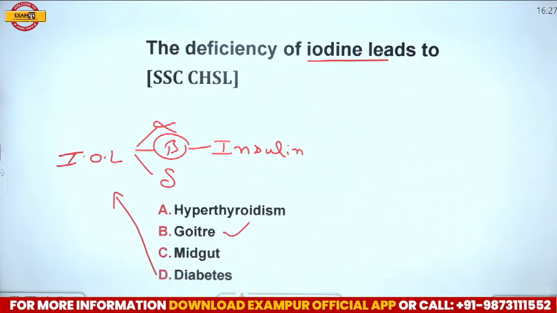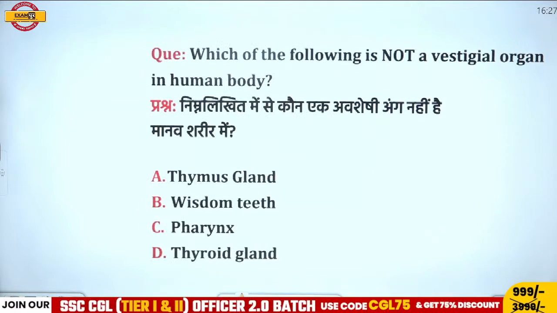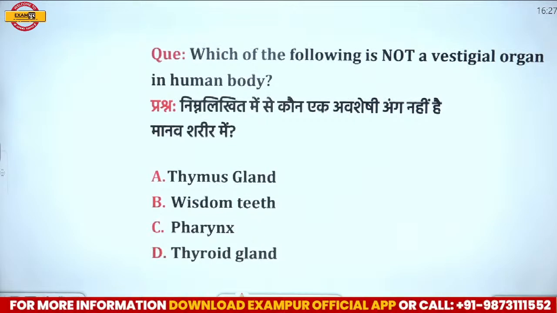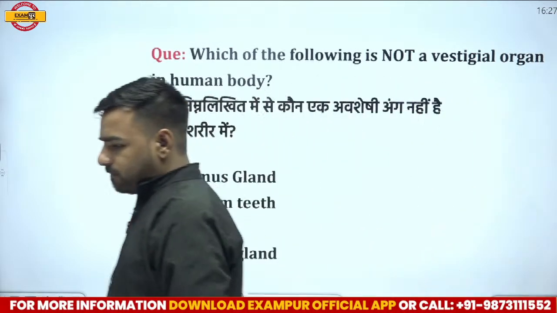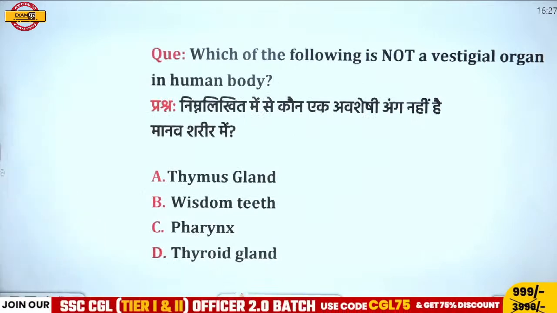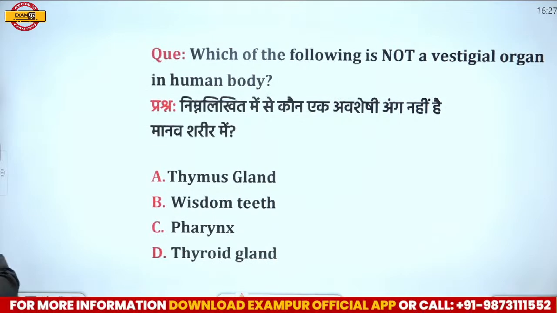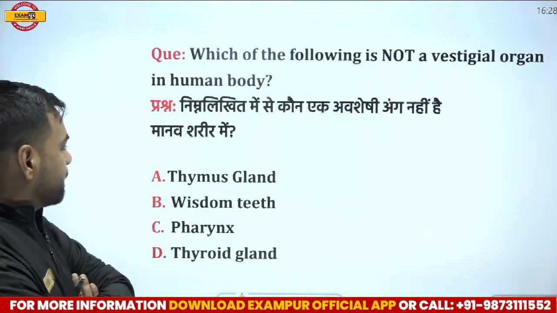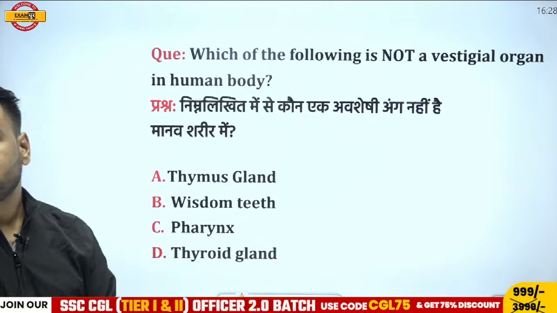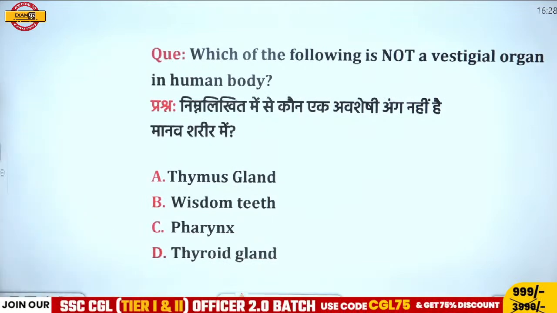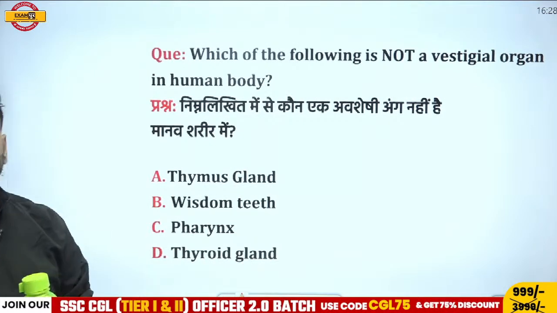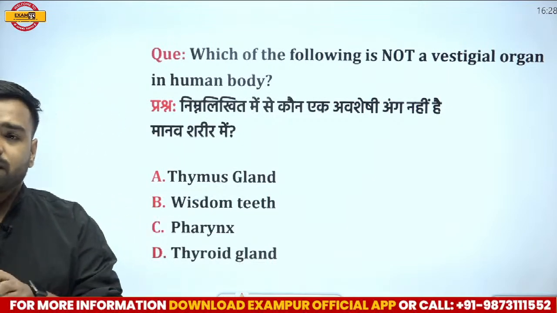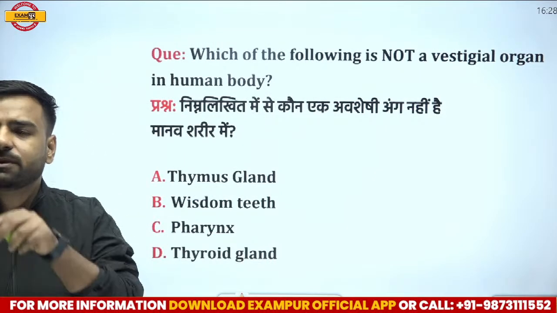Okay, next. Which of the following is not a vestigial organ in the human body? Is it the thymus gland, wisdom teeth, pharynx or thyroid gland? What is the correct answer here? What do you think? Kiran, here the question is, which of the following is not a vestigial organ? So we have four options here. First of all, we must be aware of what a vestigial organ is. Are you aware of this part? If not, please let me know. I'll explain it.